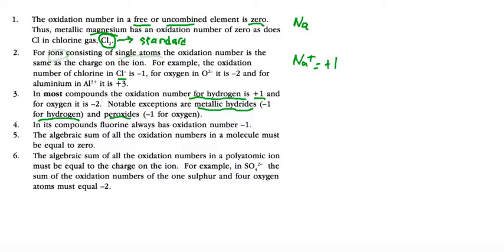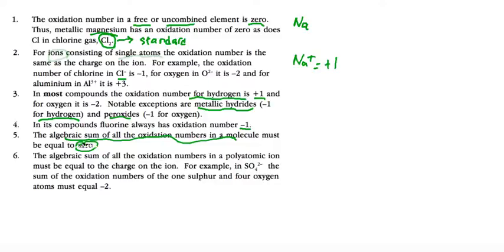Okay, moving on. Rule number 4: in a compound, fluorine always has an oxidation number of -1. The same applies to all the elements in the halogens, bromine, obviously chlorine as well, and iodine. Rule 5: the algebraic sum of all the oxidation numbers in a molecule must be equal to 0. Now that's really important.